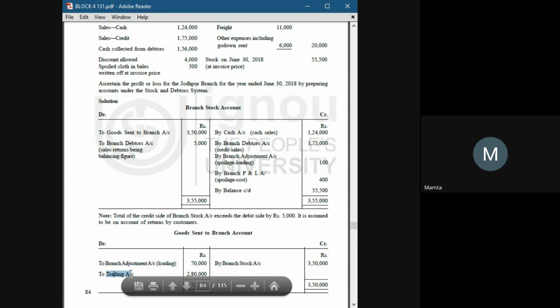And the trading account is 2,80,000. Trading account is 2,80,000. It is the cost price, it is the loading, and here we have the invoice price. Here we have the invoice price, and it is creating a balance.